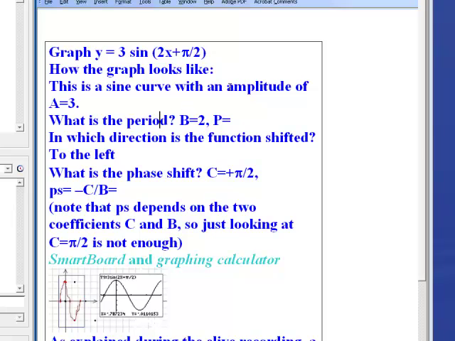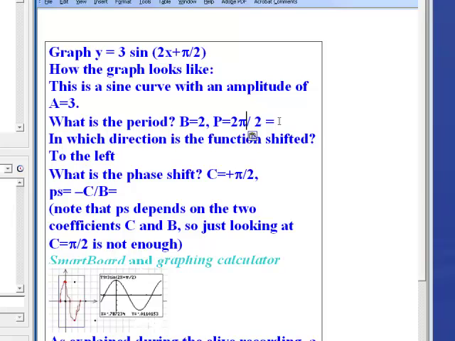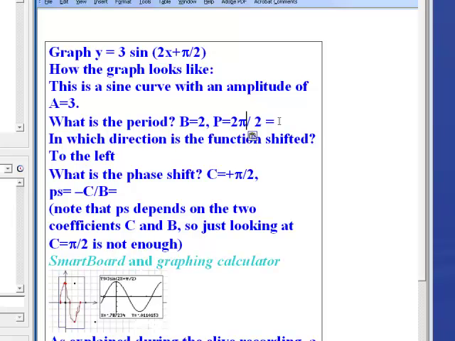What is the period? Well, since the coefficient b equals 2, the period is going to be 2 pi divided by 2. And I'm going to insert the pi there. So that's going to come out to simply pi for the period. So it's squeezed by a factor of 2. In which direction is the function shifted? Well, to the left. Actually, I'll do this here in a moment.